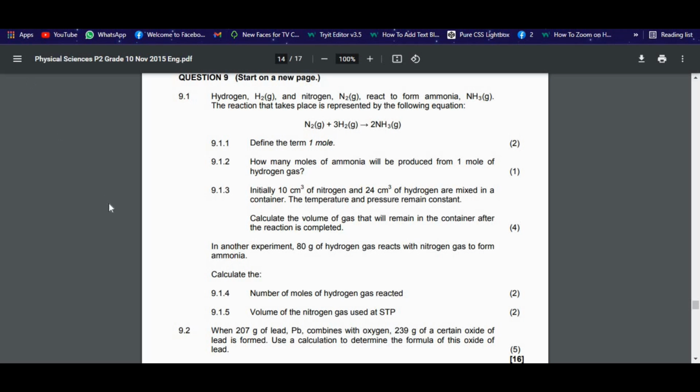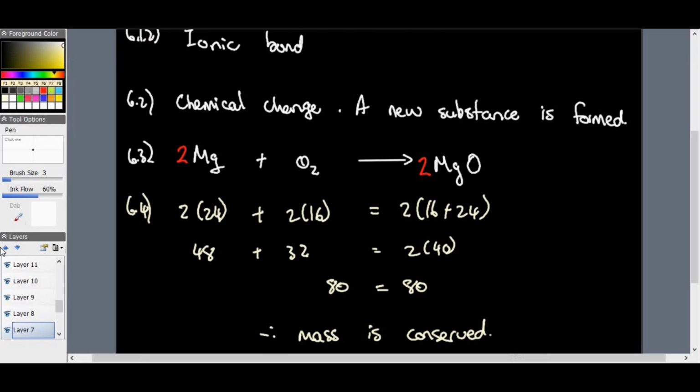Alright, creators, let's jump to question 9. Hydrogen H2 gas and nitrogen N2 gas react to form ammonia gas. The reaction takes place as represented by the following equation. N2 gas plus H2 gas gives us NH3. But if we balance the equation, we end up with N2 plus 3H2 gives us 2NH3.